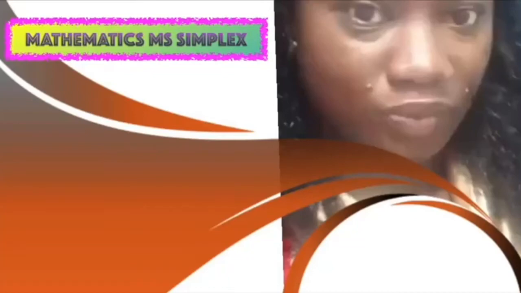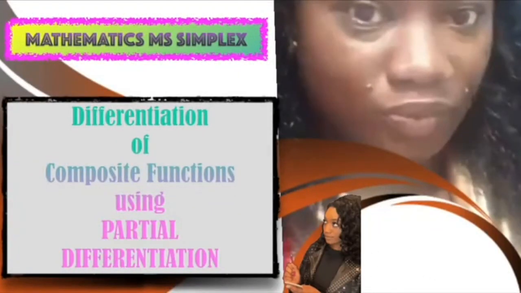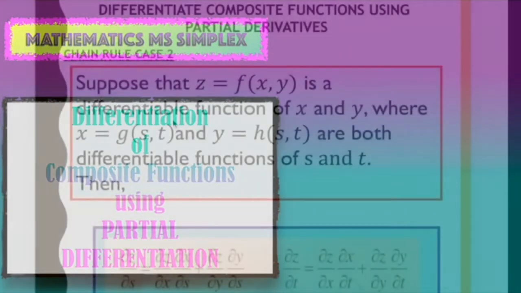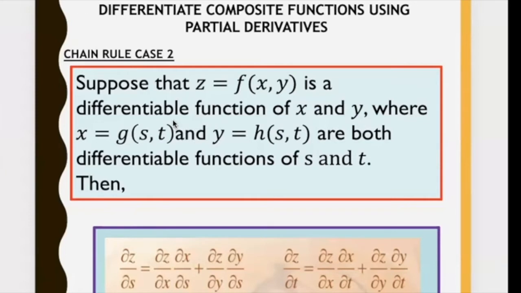Welcome back everyone. Today I'll be doing partial differentiation where I'll be differentiating composite functions using partial derivatives. Now I'll be using the chain rule once again, but this is case 2. Here we have a function of x, y, s, and t. Case 1 is where we have a function of x, y, and t.